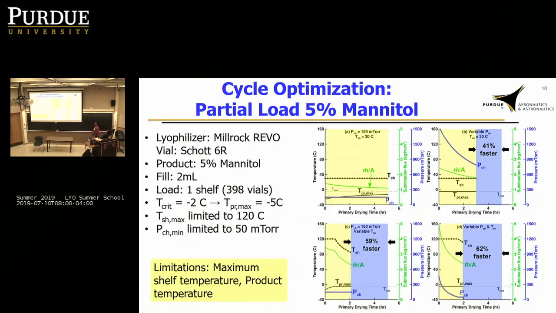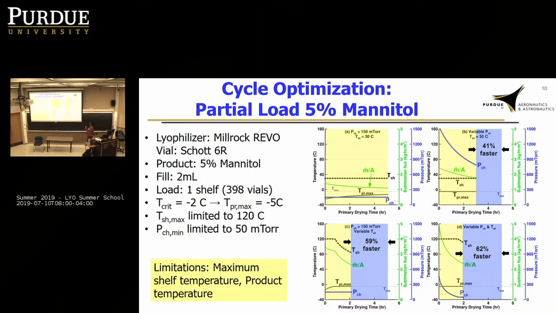So these are some of the results. This is for the 5% mannitol case that we were running. So the plot A is what we initially saw. That's the Lyo calculator basically. So you fix the chamber pressure and you fix the shelf temperature, 150 millitorr, 30 degrees Celsius. So your drying takes slightly over 5 hours.